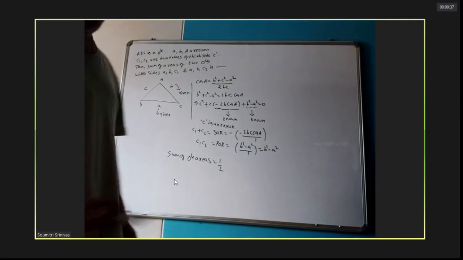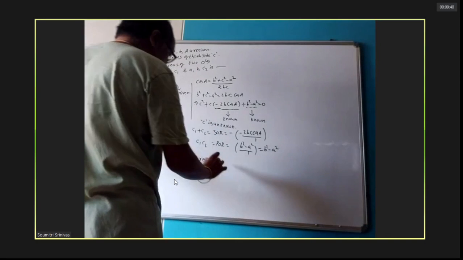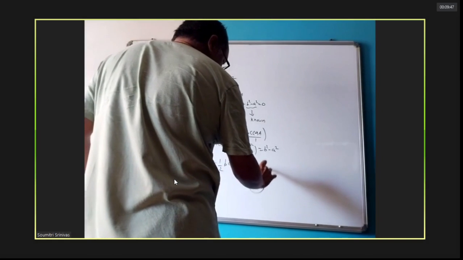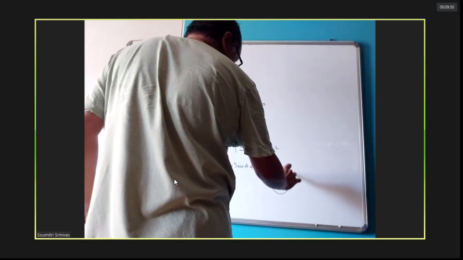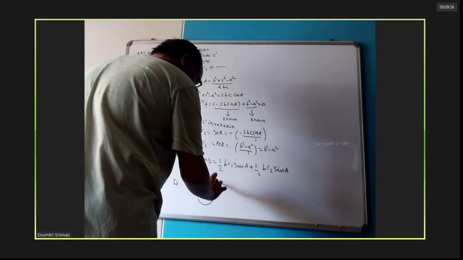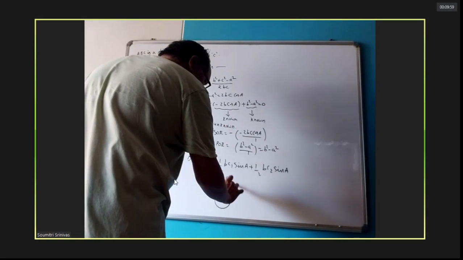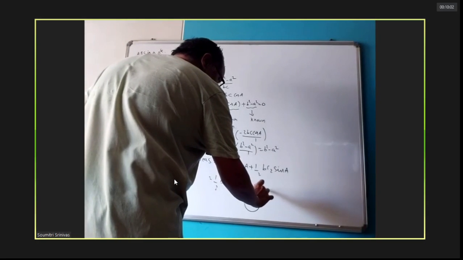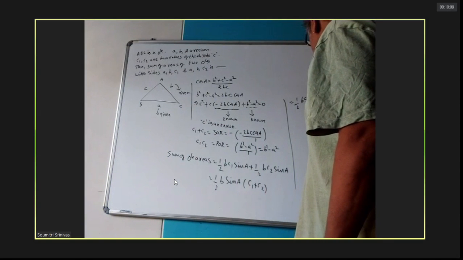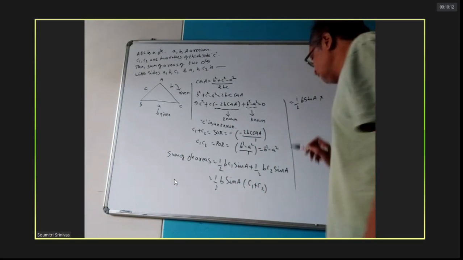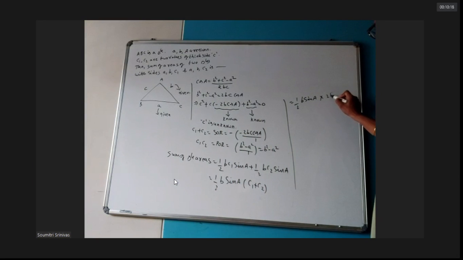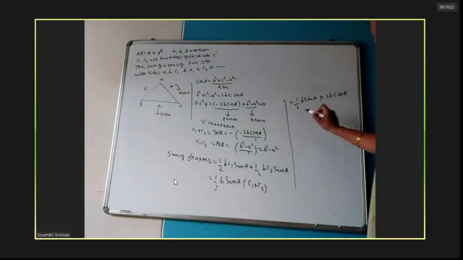Half b C1 sin A plus half b C2 sin A. Why am I writing this way? So that I can use C1 plus C2. So I take half b sin A common. What am I left with? C1 plus C2. Half b sin A into, what is C1 plus C2? Plus 2b cos A. So what will I get?